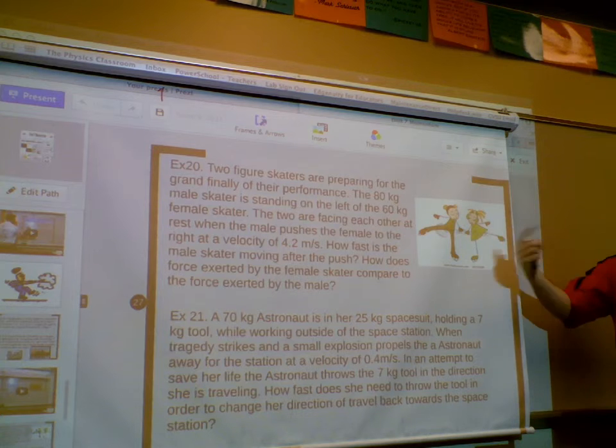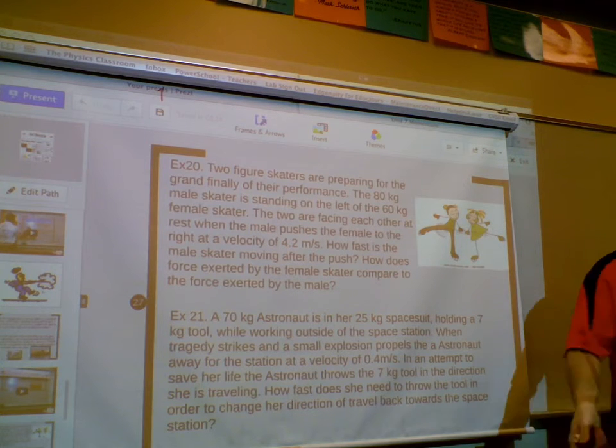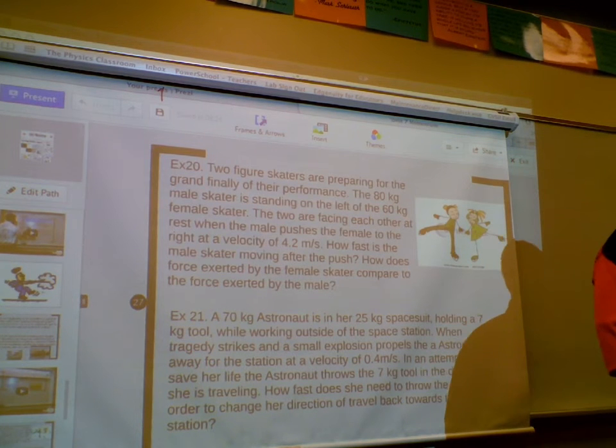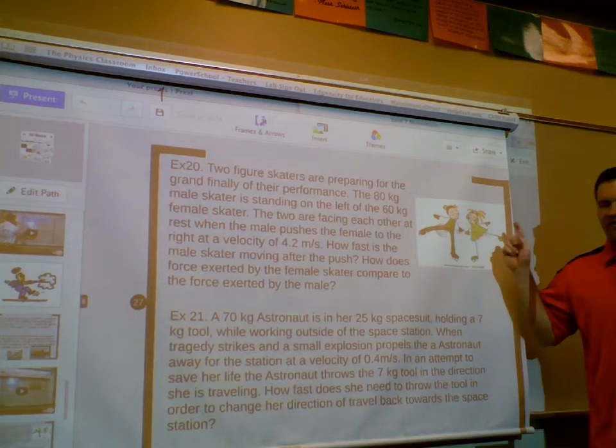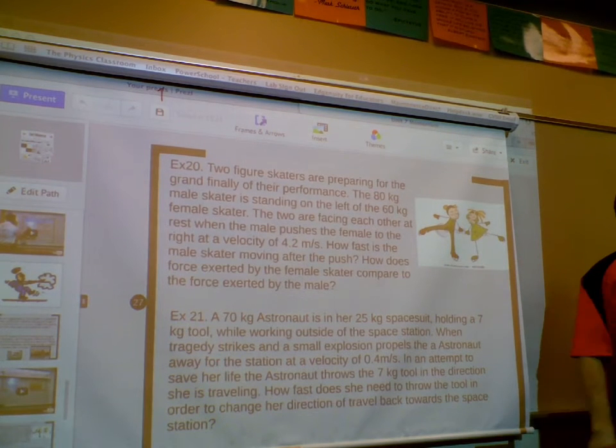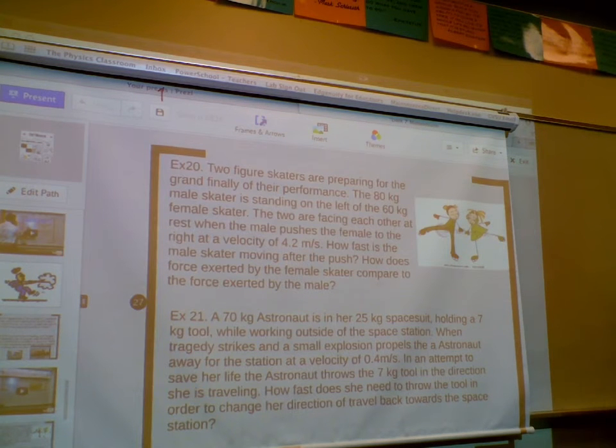How do you guys think the velocity of the male will compare at the end? Will it be more or less than the female's? Less. Okay, it will be less. Good prediction. You guys are correct. So, the female is going to have a higher velocity than the male after the push. Right? So what do you know about their forces? Who gets the bigger force?